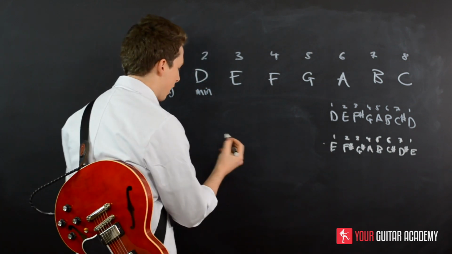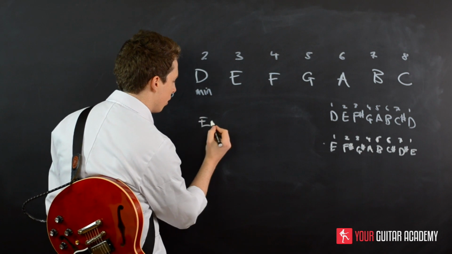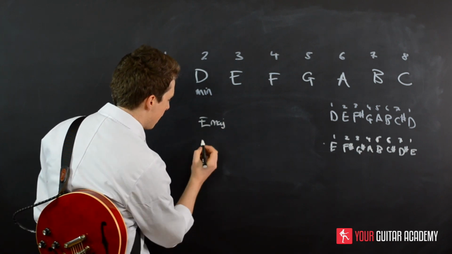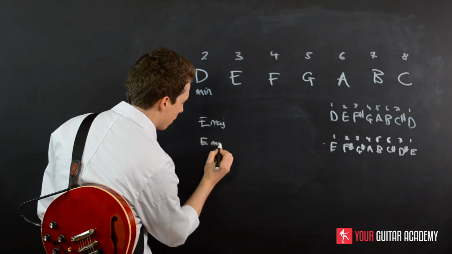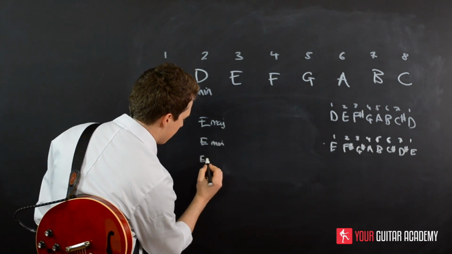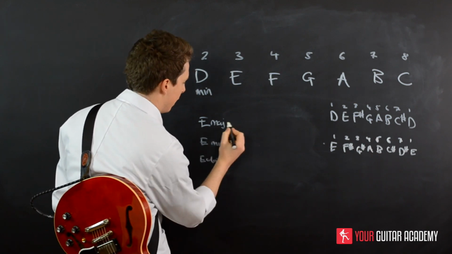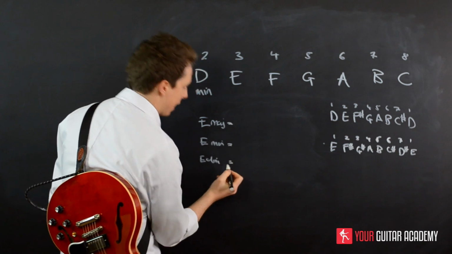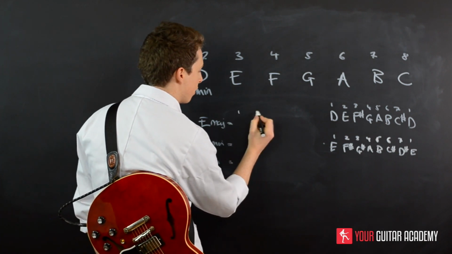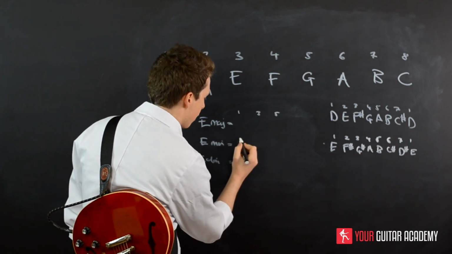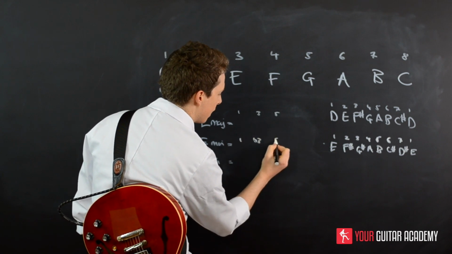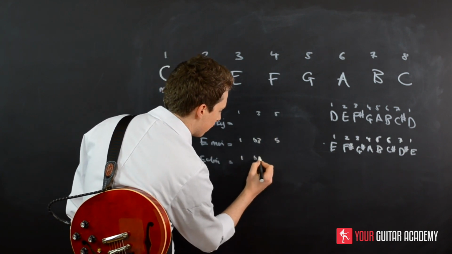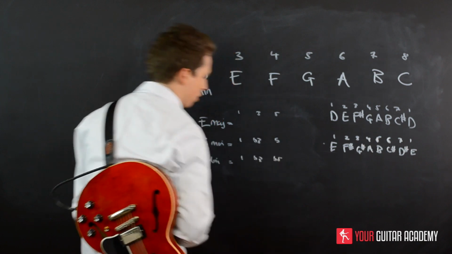Okay, so let's try and work out. So let's have a look at an E major chord. We're going to do an E minor chord and an E diminished. And we're going to see which one fits. Okay, so again, let's recap it. We got first, third, and fifth is major. First flat third and fifth is minor. And first flat third and flat fifth is diminished.